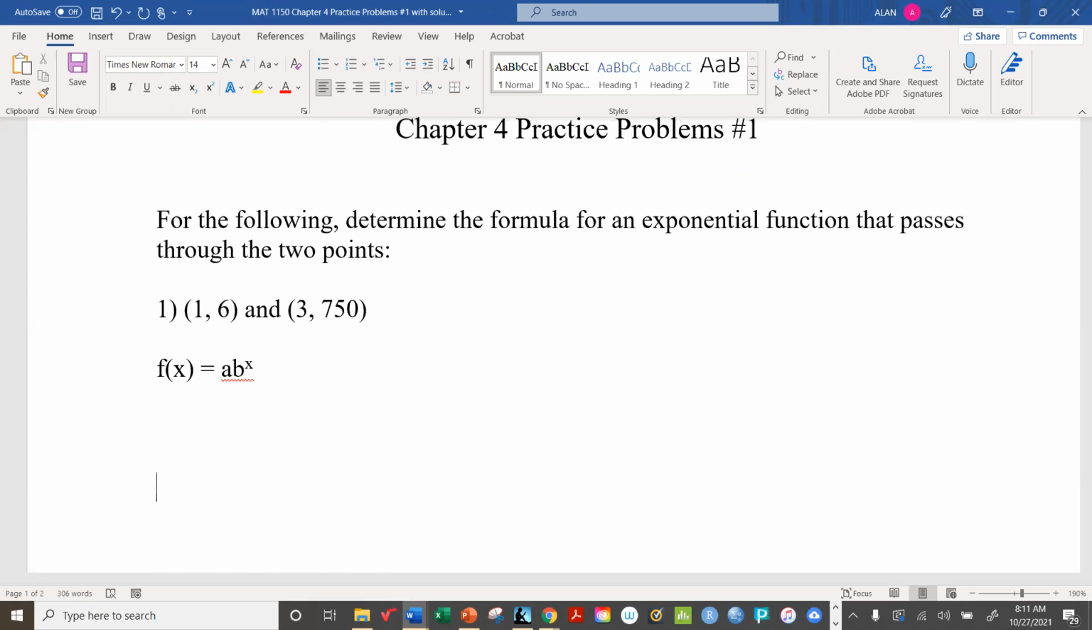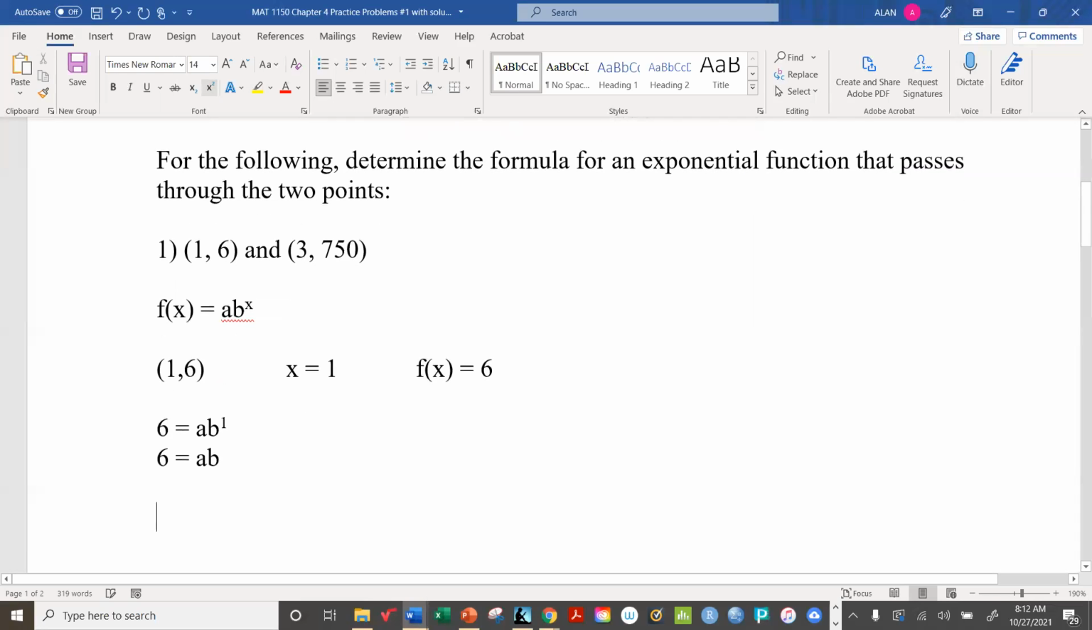All right, so in the case of 1, 6, we know that x is 1, f of x is 6. Okay, so with that being said, we know that 6 equals a b to the first power, which means that we can rewrite this by simply saying 6 equals ab. All right, so that's it. We can't go any further with that one. What we can do, though, is try the next one.